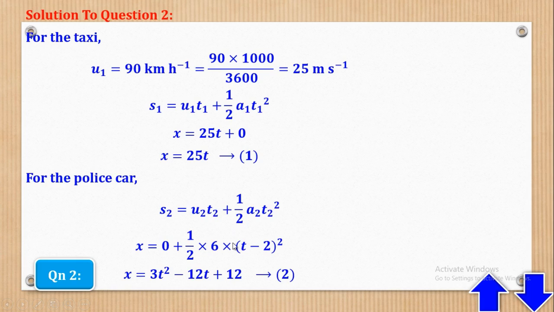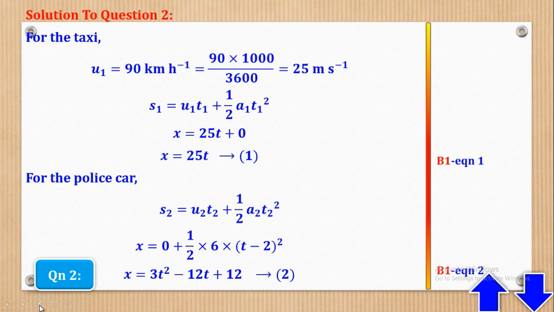So now we have 2 equations. Before we go to the next slide, let's see how marks can be awarded for this slide. Getting equation 1 will be 1 mark, and getting equation 2 will be another mark. So now let's go to the next slide.